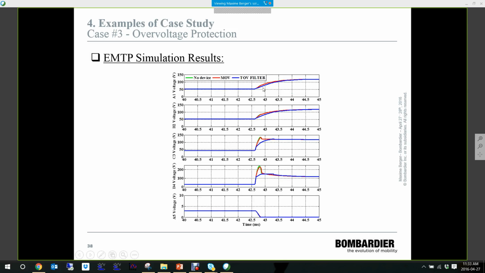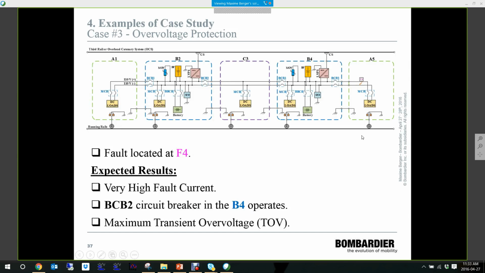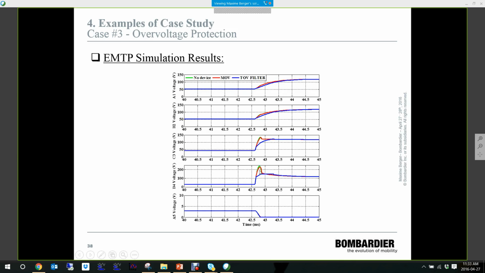So what we see here are the EMTP simulation results. Let's look at the B4 car voltage because it is the closest, because the circuit breaker is in the B4 car. So we're expecting the maximum transient overvoltage in this car. What we see is that when there is no overvoltage protective device, we have the voltage in green, which is almost twice the nominal voltage of this system, which is 110 volt AC.